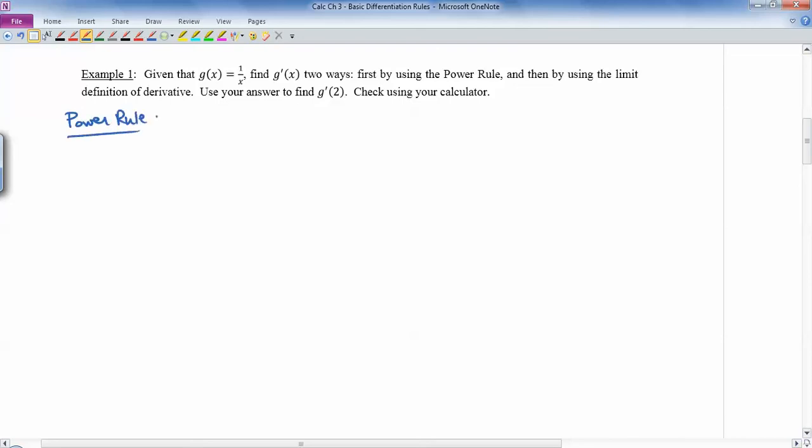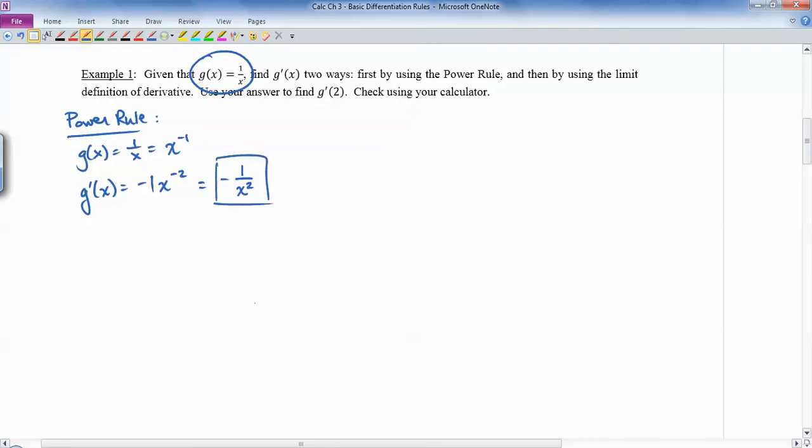The original function here, g of x equals 1 over x, and it's useful to write that as x to the negative 1. So when I take the derivative using the power rule, it says bring the power down in front and then lower the original power by 1. So it's negative 1 minus 1, which is negative 2. And typically you want to write this in the same kind of form that it was given in. So this would be negative 1 over x squared. So there's the derivative.